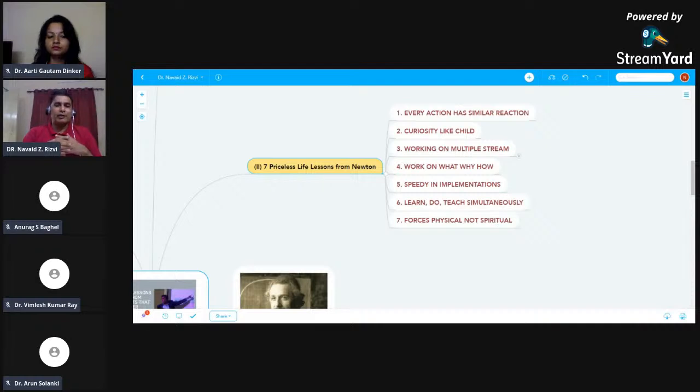Another thing: work on what, why, and how. When Isaac Newton saw things, he worked out what it is and how it can be solved through mathematics. This is the version of Newton, the best version he has given. So always see your atmosphere with the questions of what, why, and how. Another thing is speed in implementation. If he thought of something, he implemented it. If he had waited for a time to come, or delayed, he would not have given so many inventions to the world.